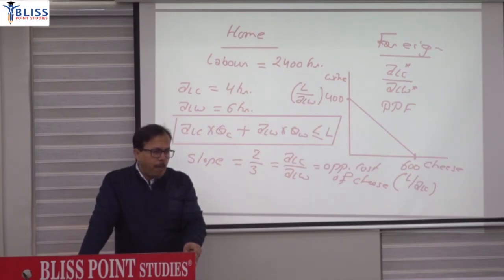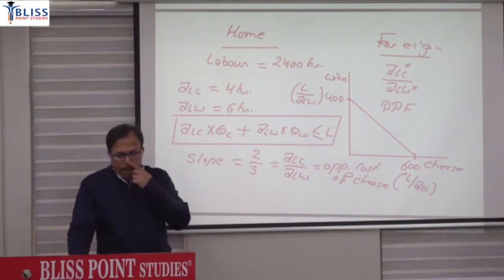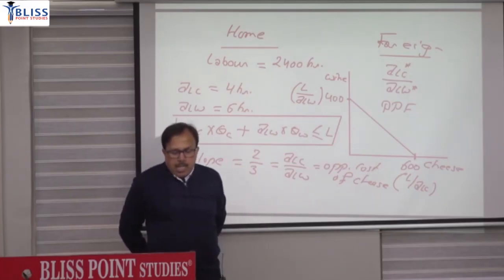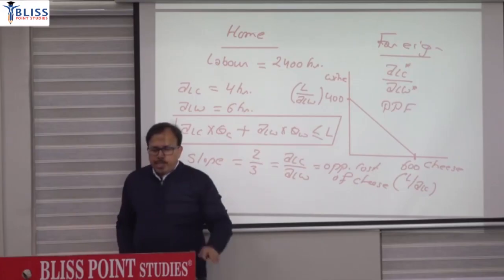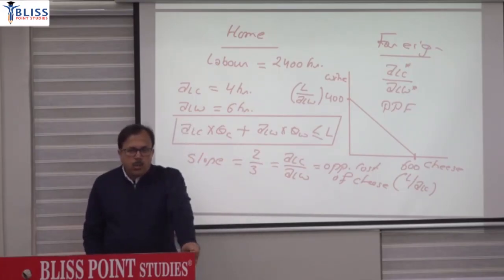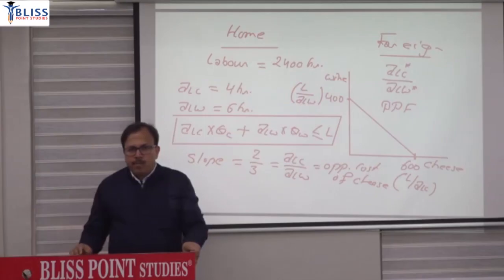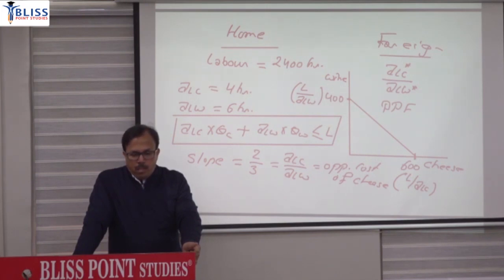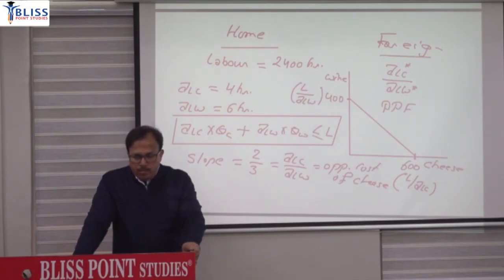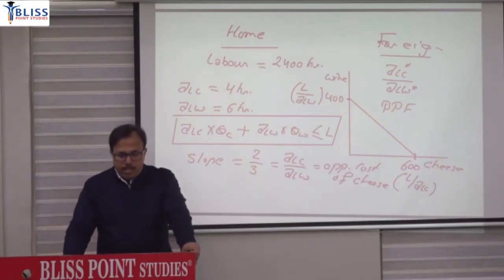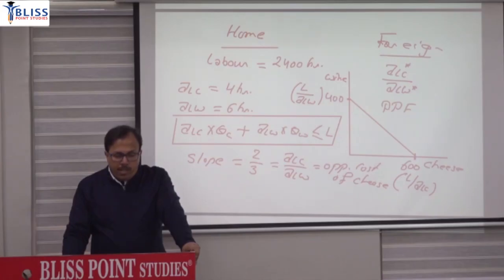So this approach in which international trade is arising due to difference in productivity of labor is known as a Ricardian model of international trade.